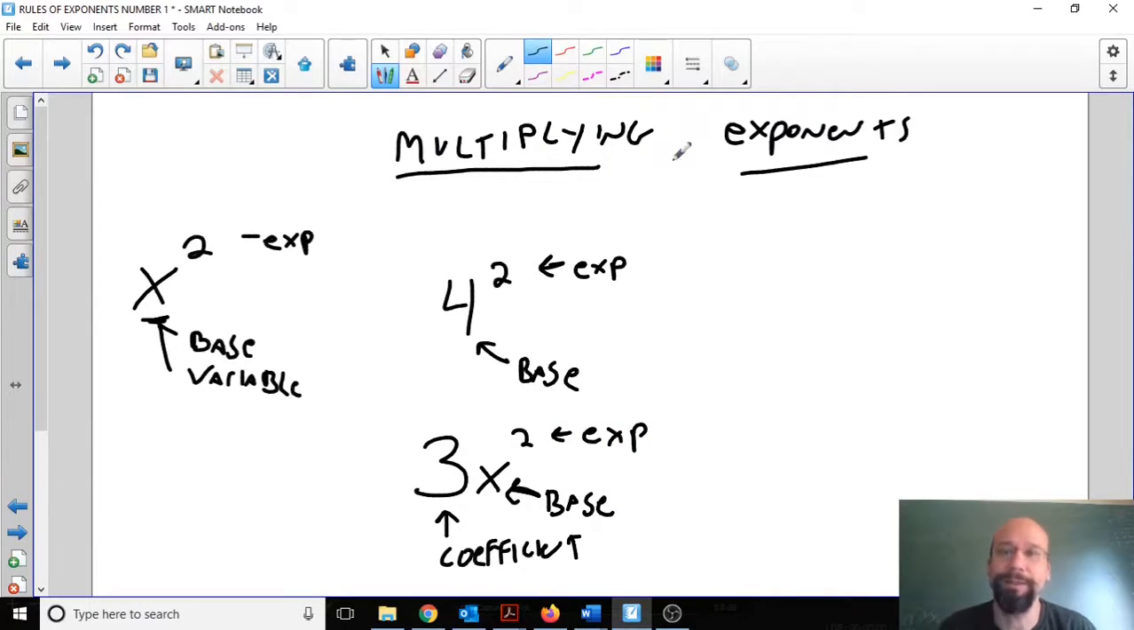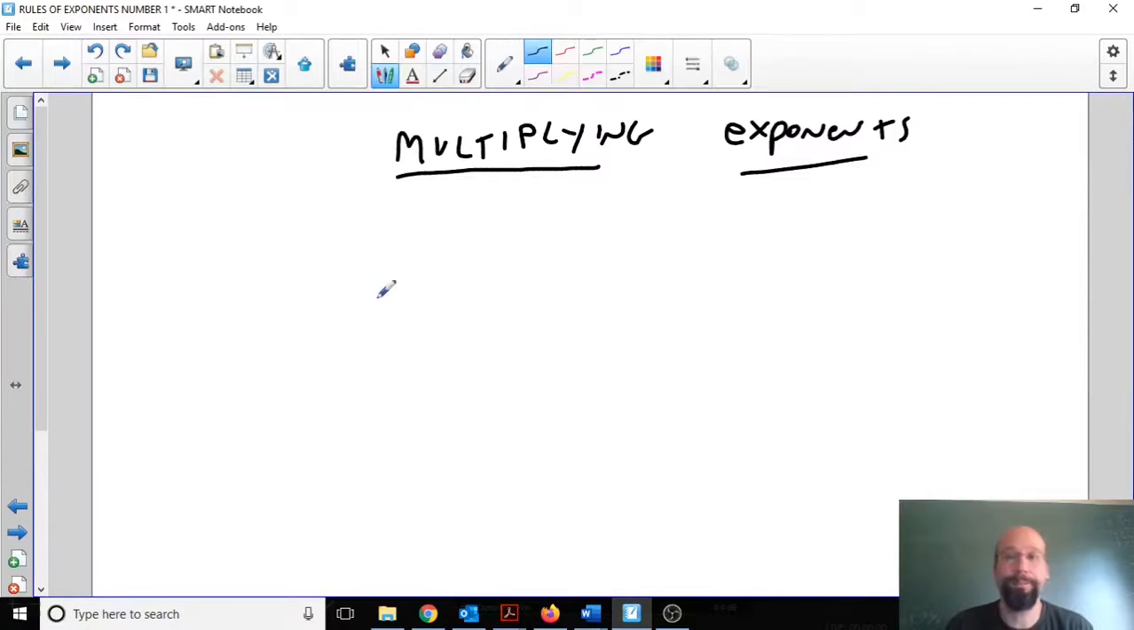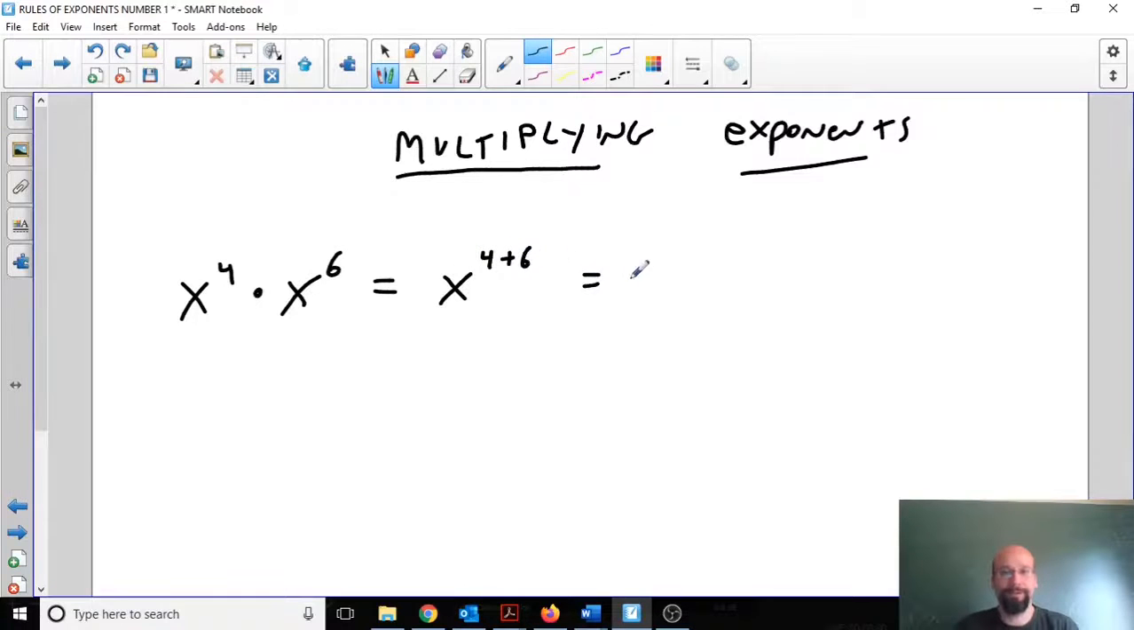When we talk about multiplying exponents, we're multiplying exponents that have the same base. Let me show you what I mean. We have x to the 4th times x to the 6th. The base is the same. Whenever the base is the same and you're multiplying, you add the exponents. So this is going to be x to the 4 plus 6, which is x to the 10.